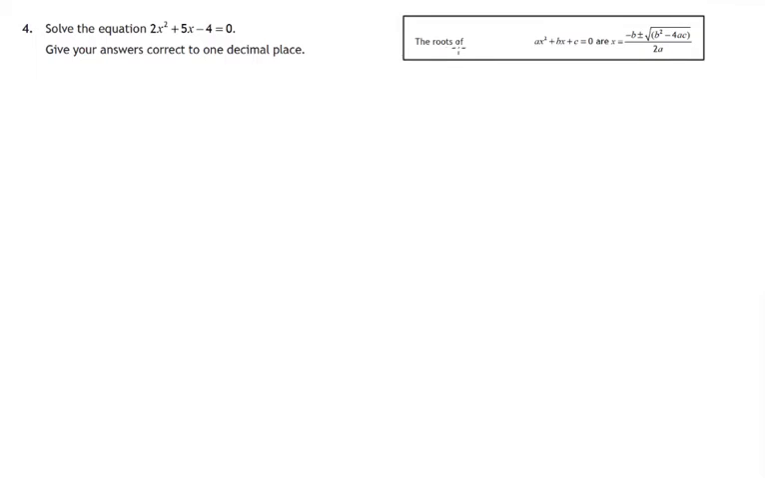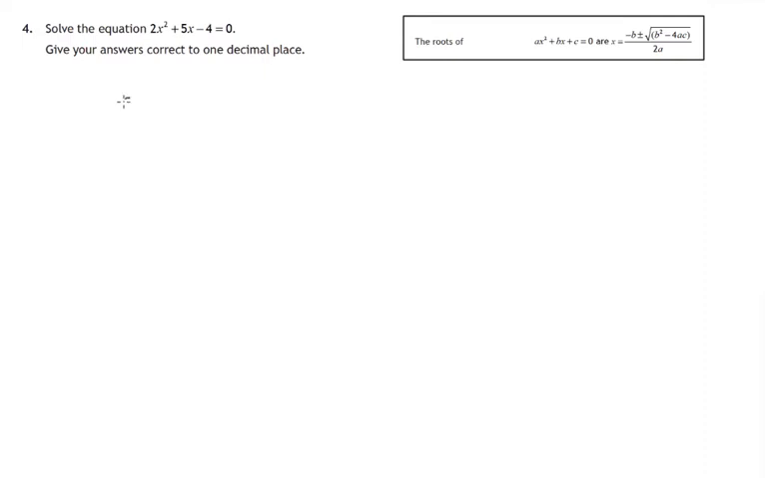Here we have a quadratic equation. We're asked to solve it, giving our answers correct to 1 decimal place. Now on your formula sheet, you'll find this formula: the roots of ax squared plus bx plus c equals 0 are, and then it gives you the quadratic formula.